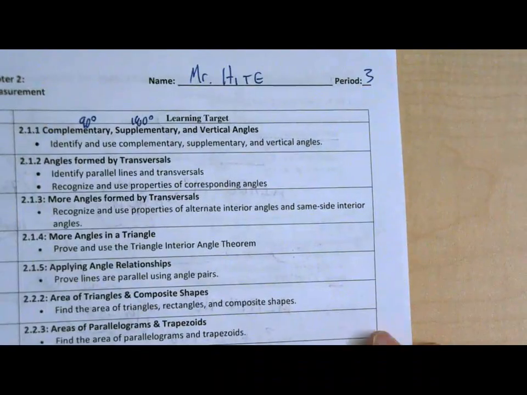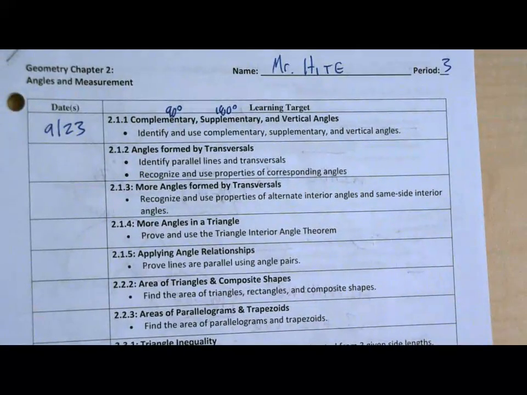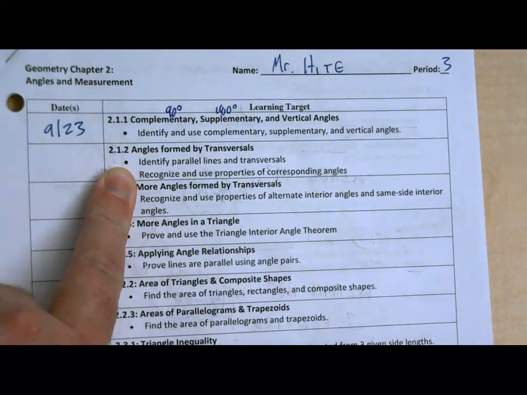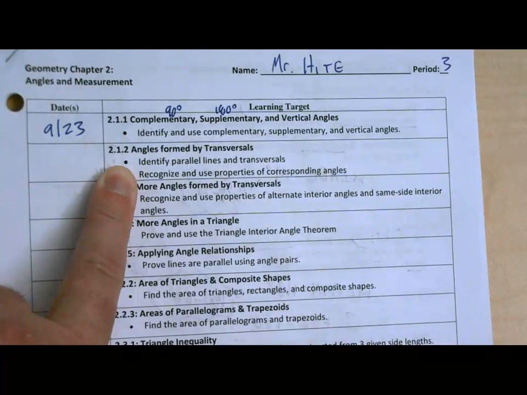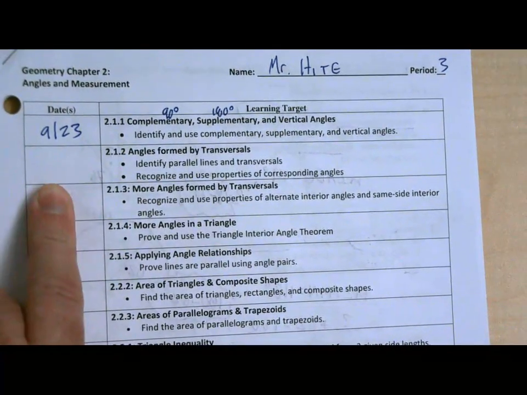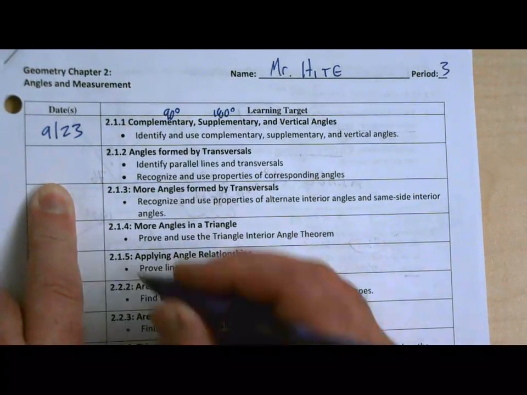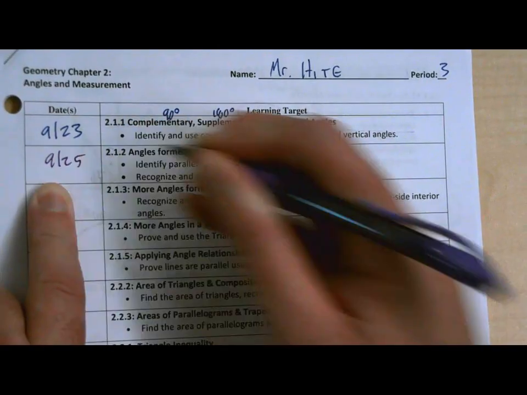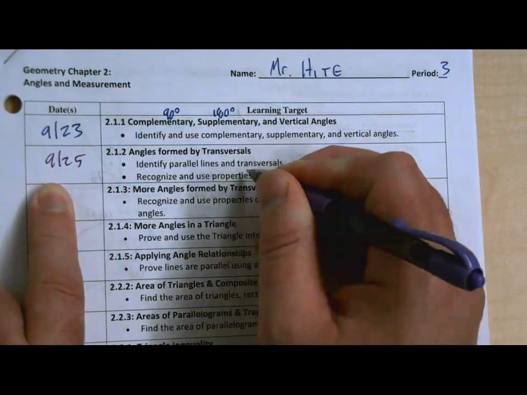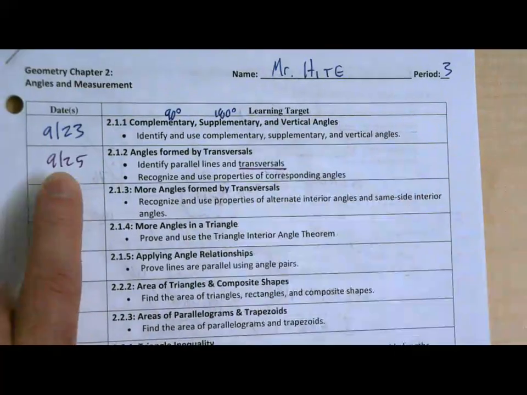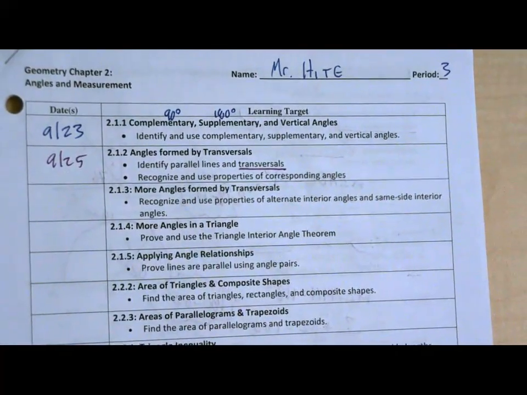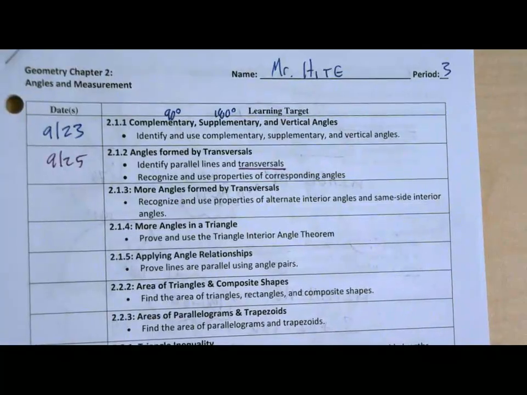Our learning target for today: we are talking about angles formed by transversals. So we'll be discussing what a transversal is. I need you to be able to look at a picture. A transversal is a type of line, so I need you to be able to look at a picture and say, hey, that's the transversal in this picture.